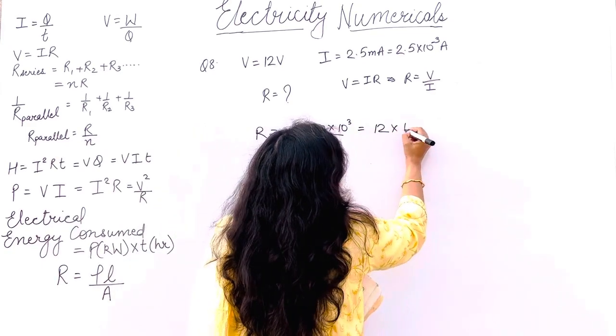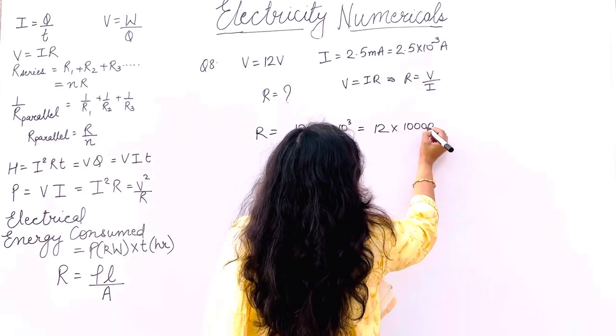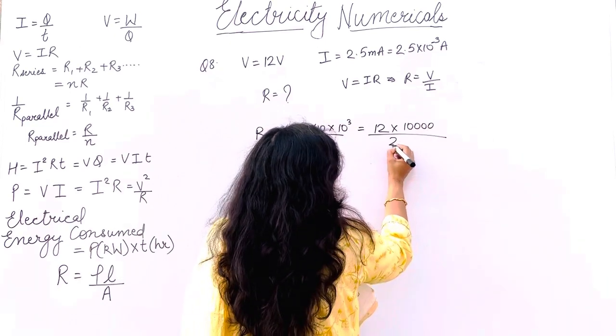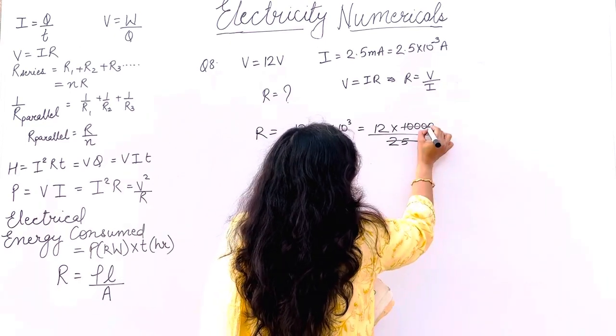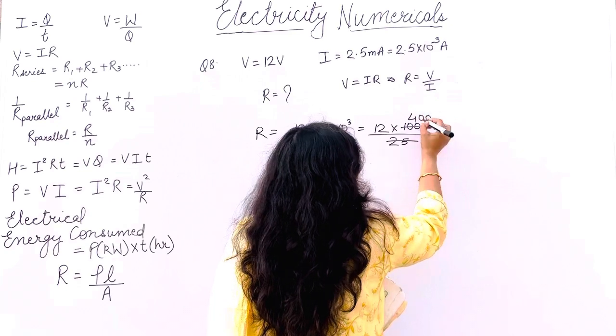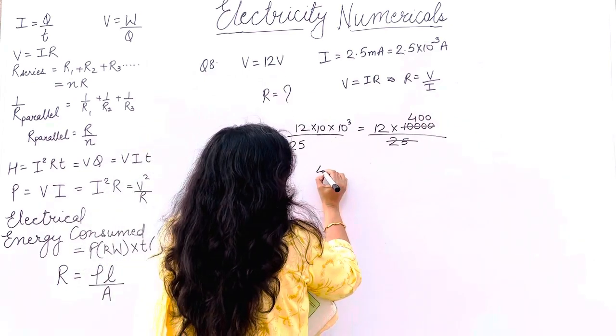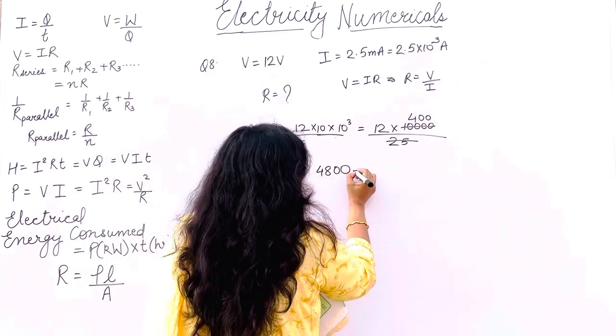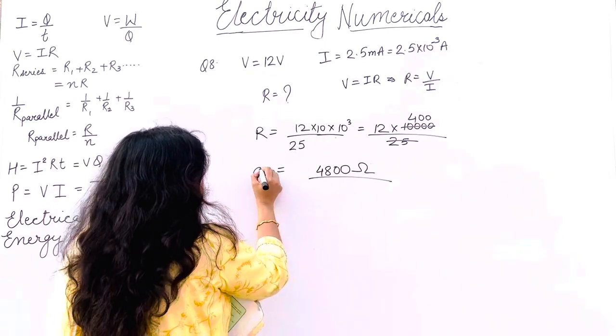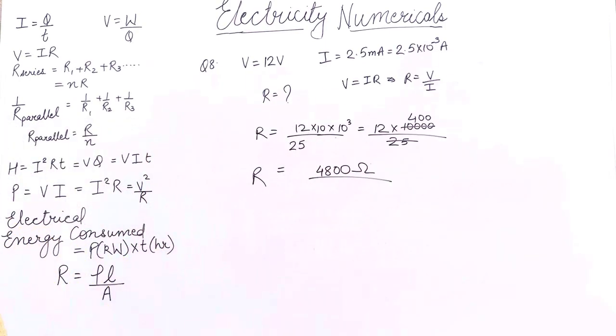12 into 10 to the power 3 multiplied by 10, it will be 10 to the power 4. That could be written as 10,000. 25 four times is 100, you all know that. So it comes out to be 4800 ohm. The total resistance of this circuit is 4800 ohm. It was a very simple question, the easiest of all that we have done right now.